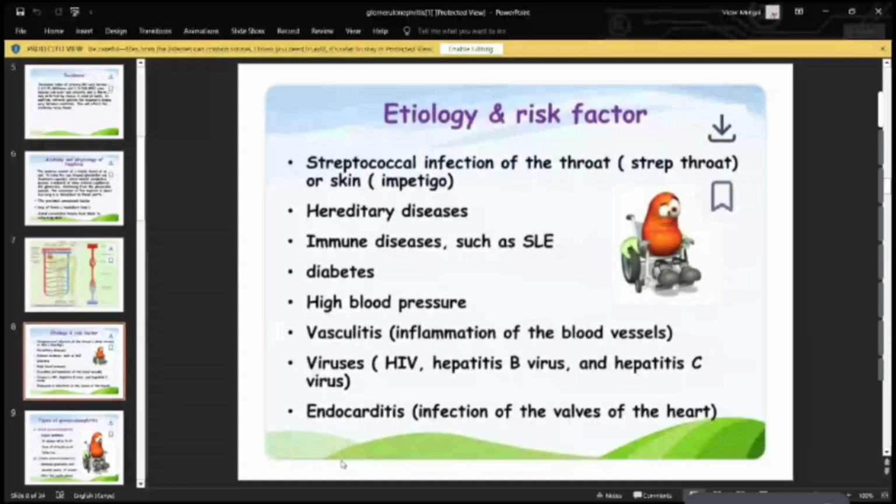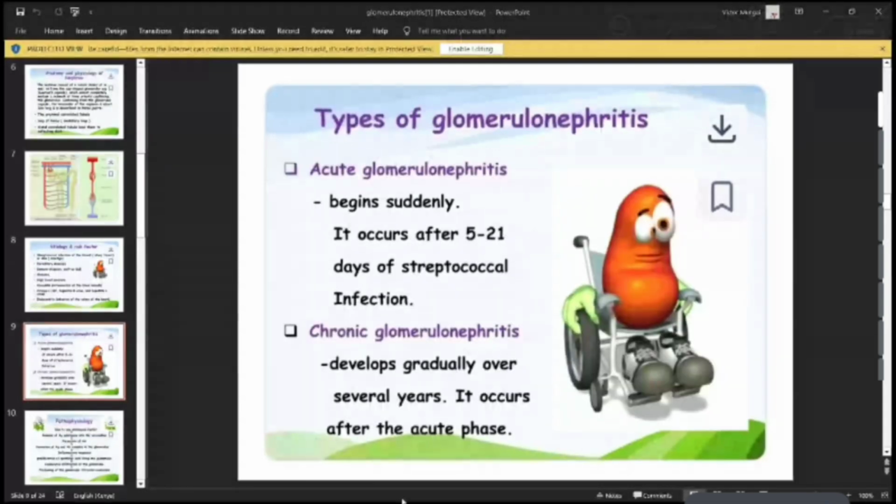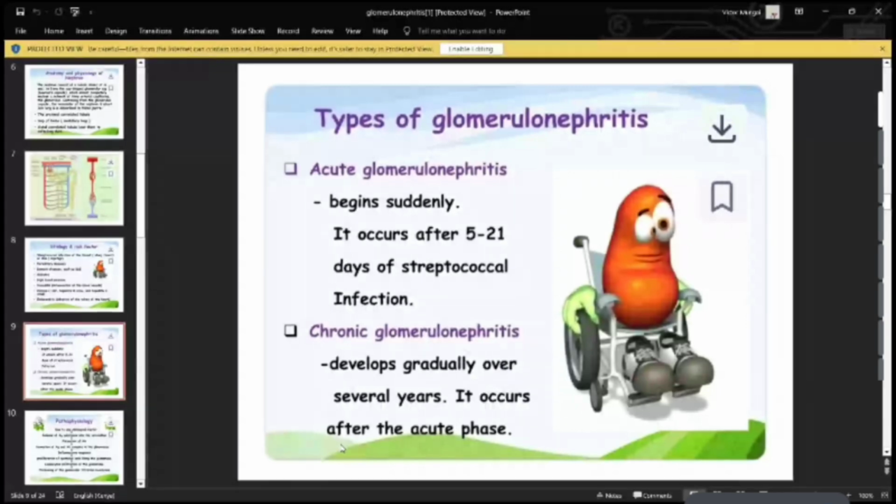Etiology and risk factors. So we have the streptococcal infection of the throat. We have the hereditary diseases. So we have the types of glomerulonephritis: acute and chronic. Acute begins suddenly. It occurs after 5 to 21 days of streptococcal infection. Then chronic glomerulonephritis develops gradually over several years. It occurs after the acute phase.